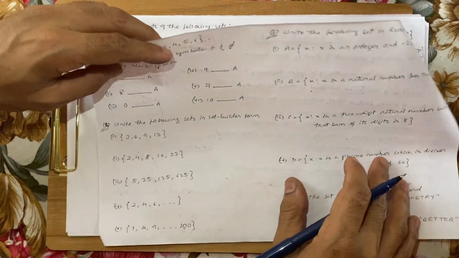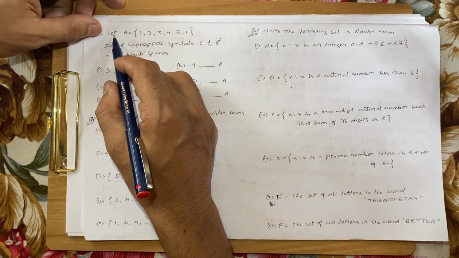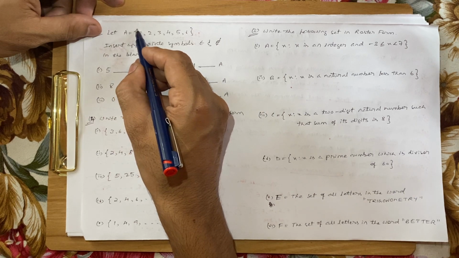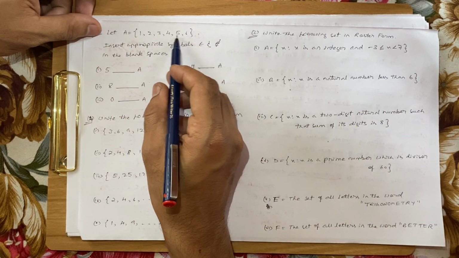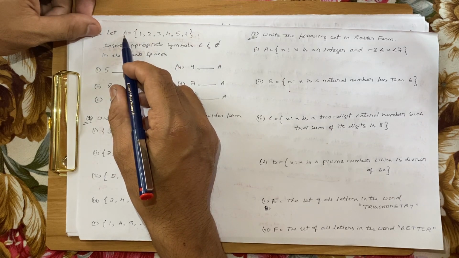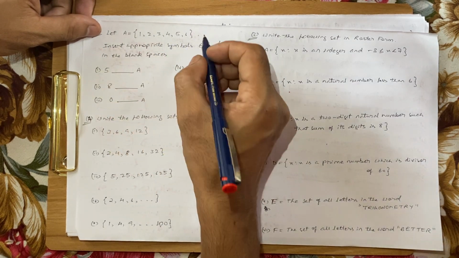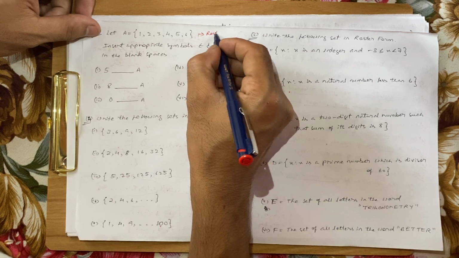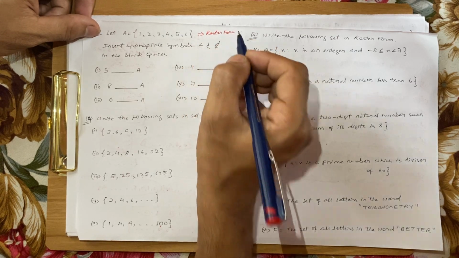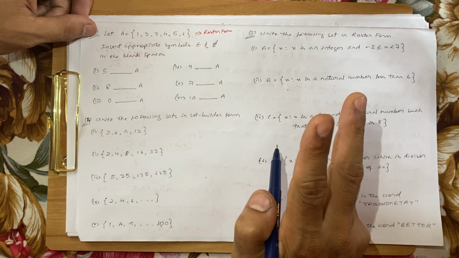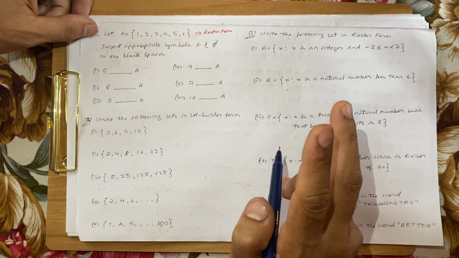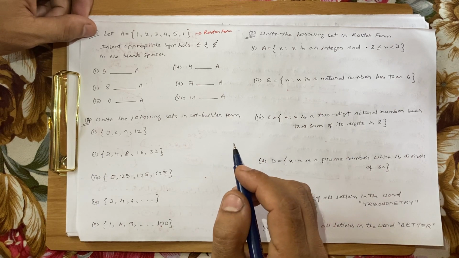Now let's move on to the next question. It says, let A be equal to, this is a set, enclosed within curly brackets, each element separated by a comma, and the name of the set is in capital letters. So this is in the roster form. We have learned two ways of representing a set. One is known as the roster form, the second is known as the set builder form. The roster form is also called the tabular form.